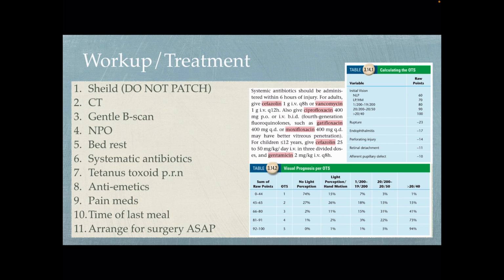Of course, you can also give the patient pain medication. You should know the last meal of the patient because the timing of the surgical repair depends on it. And last but not least, actually last and most importantly, is to arrange for surgery ASAP. Here you can see the OTS, which is basically the ocular trauma score. You can see how you can calculate it in these pictures here.